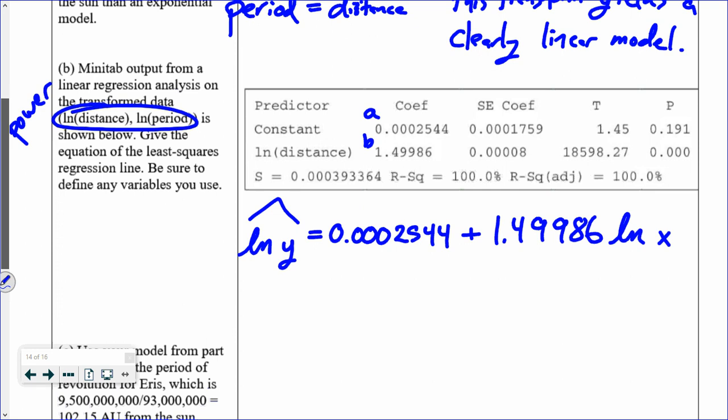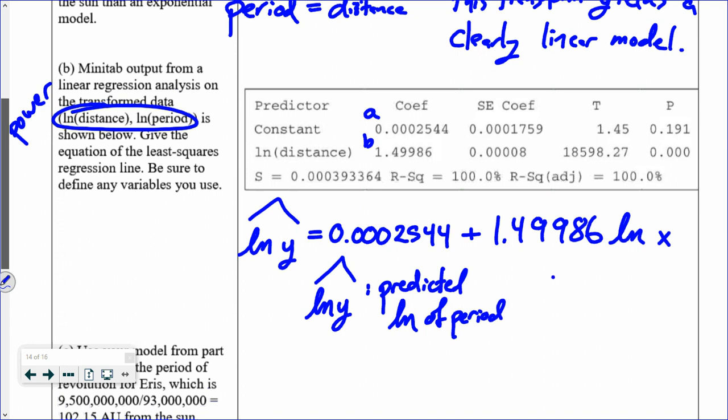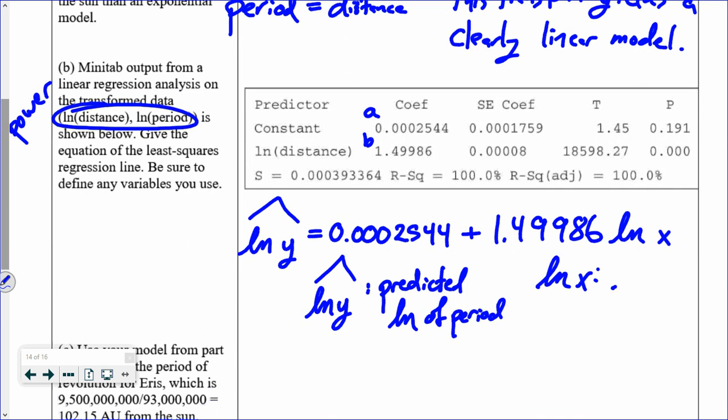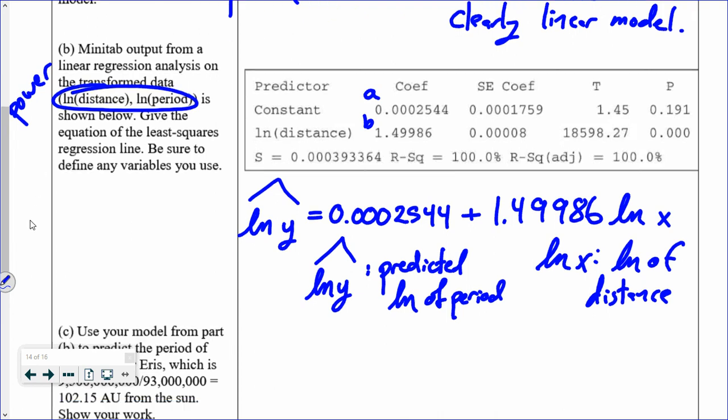So that's the model we've got. We need to go ahead and define what a couple things are here again. ln y hat is the predicted natural log of the period, and ln x is the natural log of the distance from the sun. Fantastic. So we can write everything down. We can tear apart computer output. You'll notice how close 1.49986 is again to 1.5, saying, yeah, that kind of makes sense.